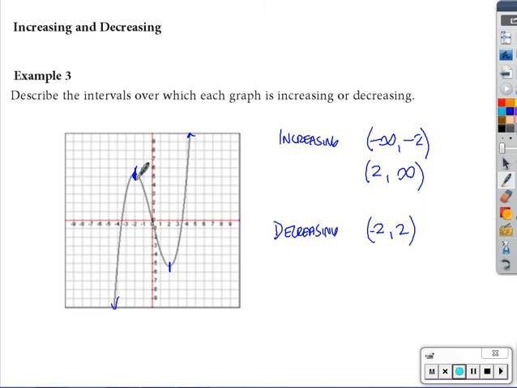These special points in between, when we're describing increasing and decreasing, are called maxes and mins. A max and a min, you already talked about those in Algebra 1 and Algebra 2. Not too difficult here. Writing the intervals might be.